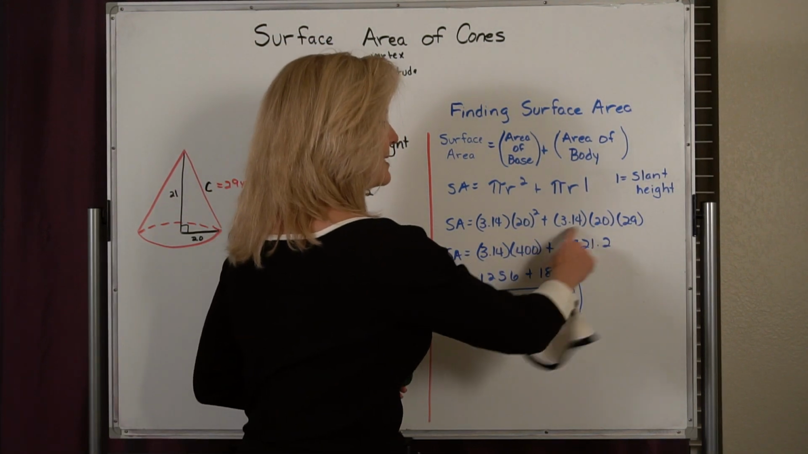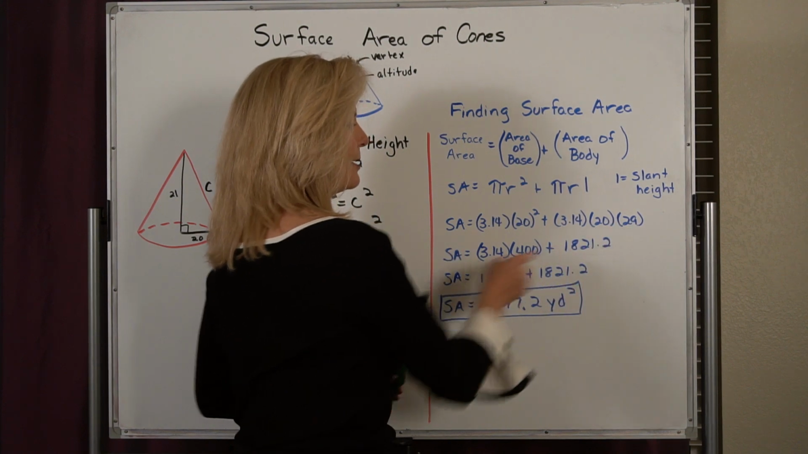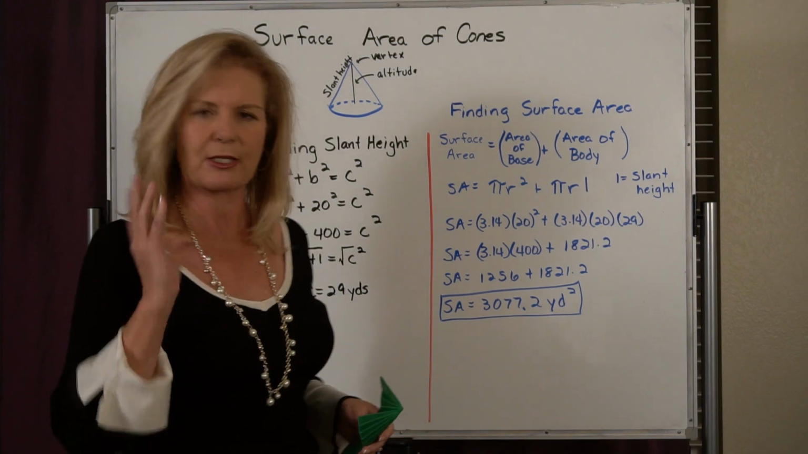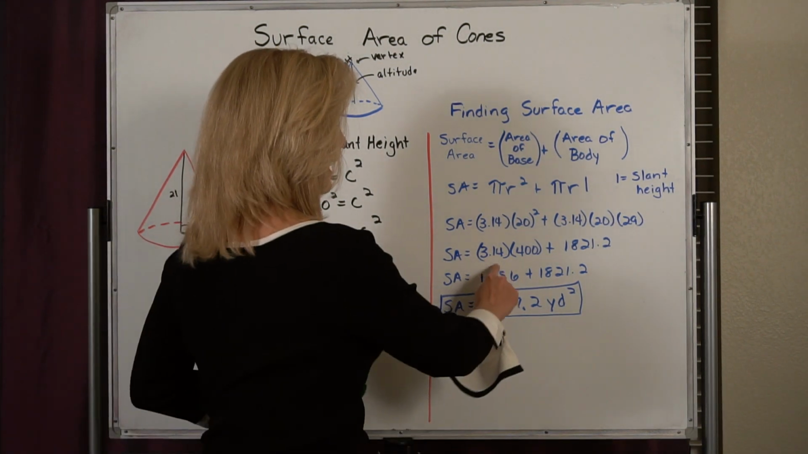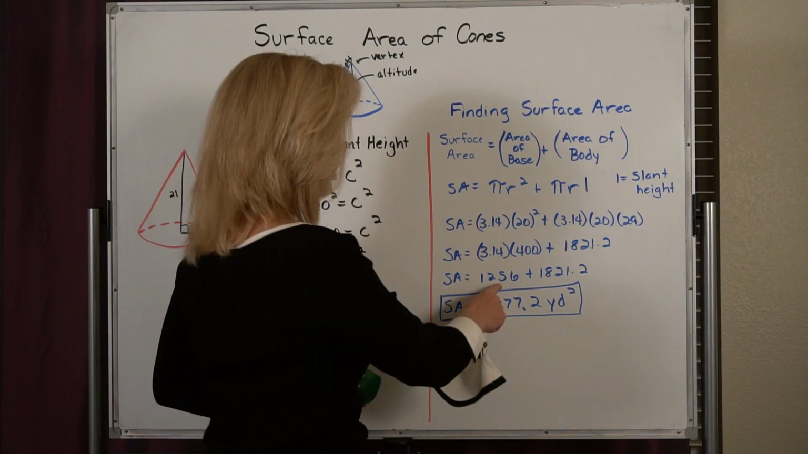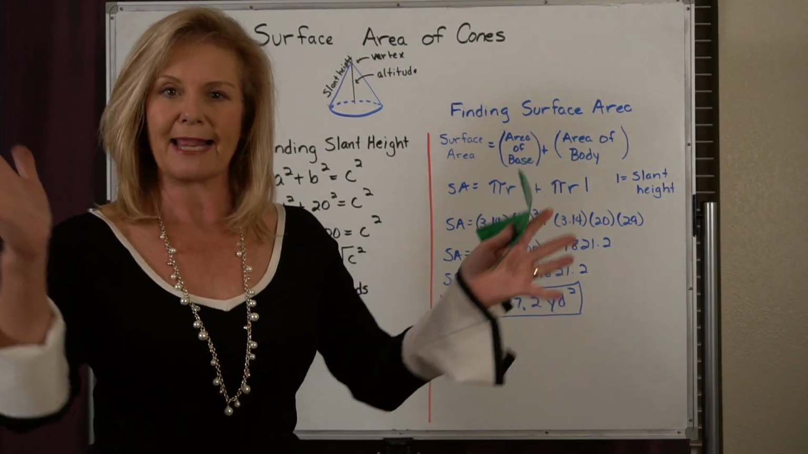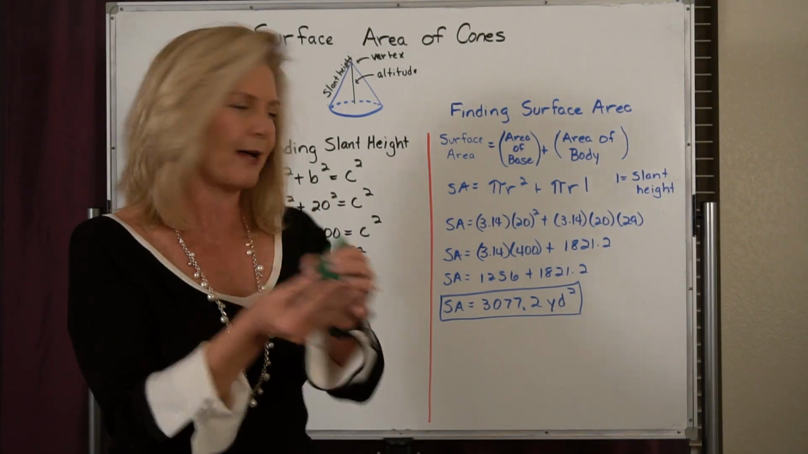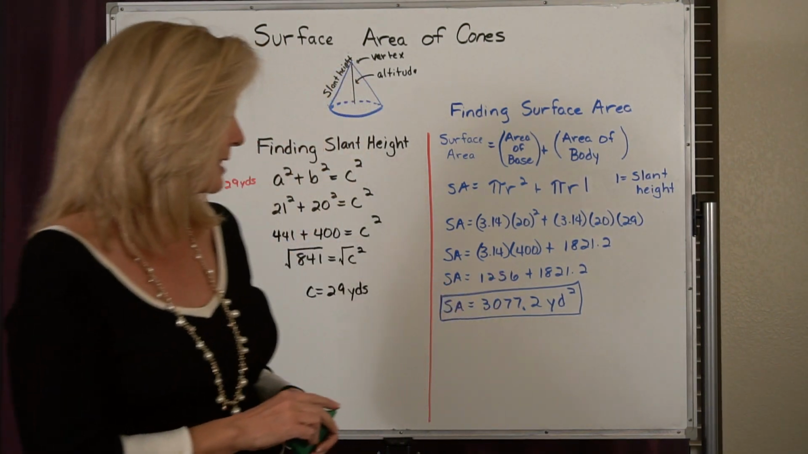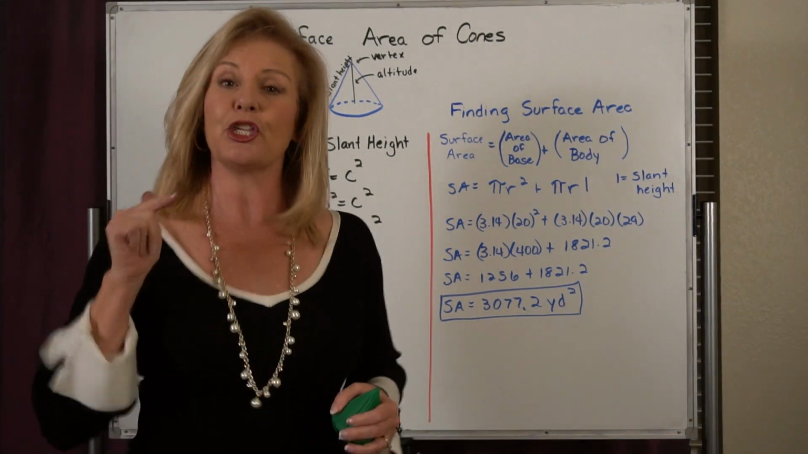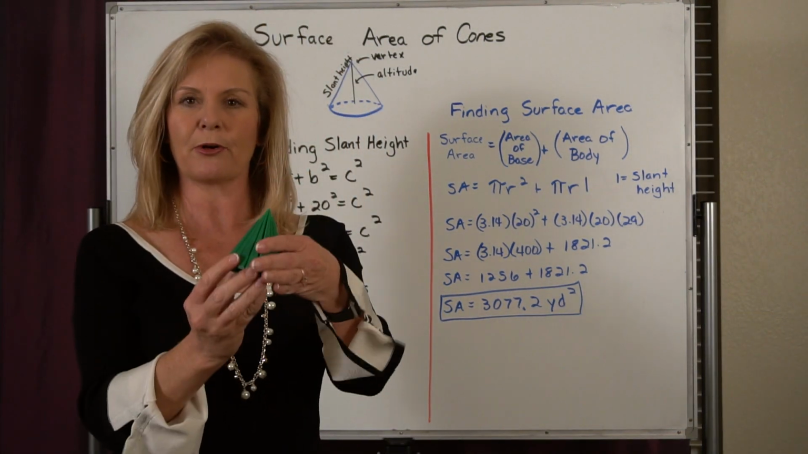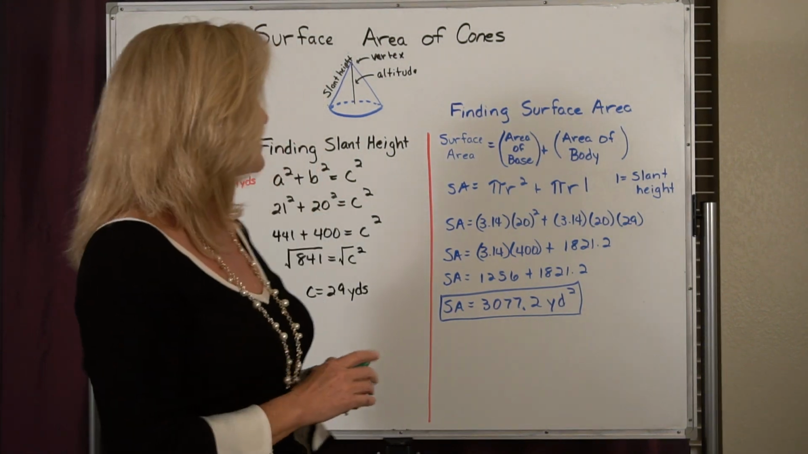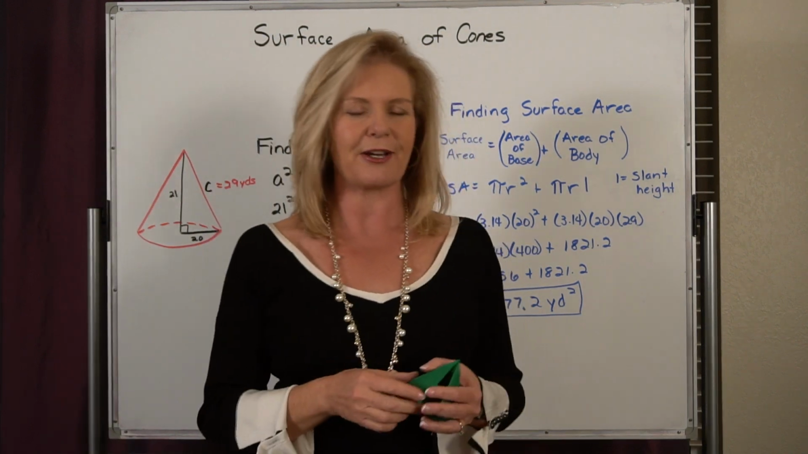When we calculate 3.14 times 20 times 29, we get 1,821.2. And it's best to use a calculator for this. It's too hard to do it manually. When we calculate 3.14 times 400, we get 1,256. My last step is to pull it all together so that I get my base along with my body. And when I pull it all together, I get 3,077.2 yards squared, because remember, this is still surface area, and if we have that word area, you have to square it. So that's how you calculate the surface area of a cone.